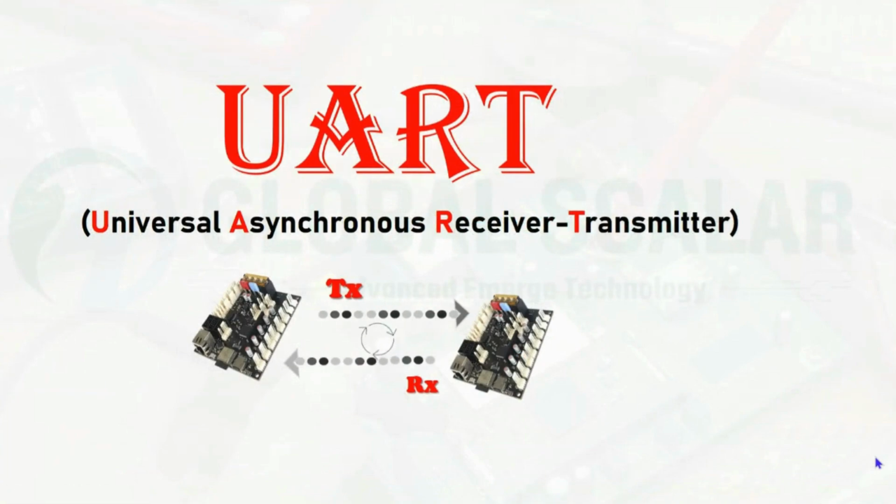The topic is about the UART protocol. UART means Universal Asynchronous Receiver and Transmitter. It is a protocol generally used for serial communication between two devices. It is a common method for transferring data in embedded systems, microcontrollers, and communication devices.